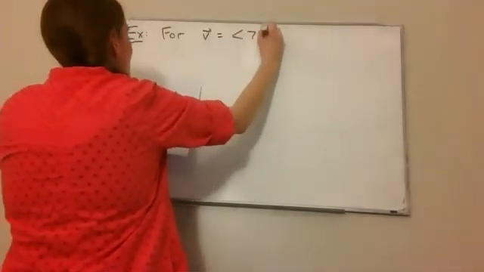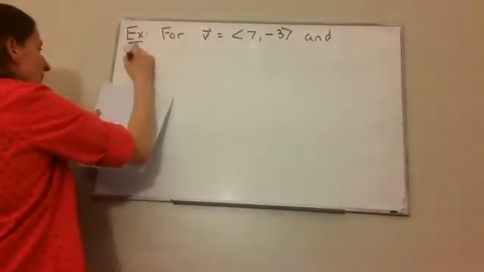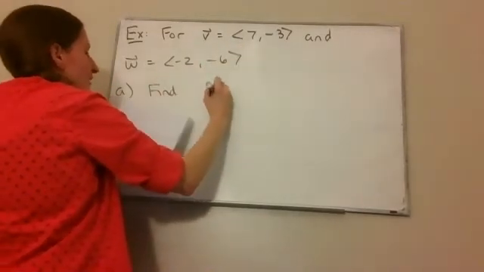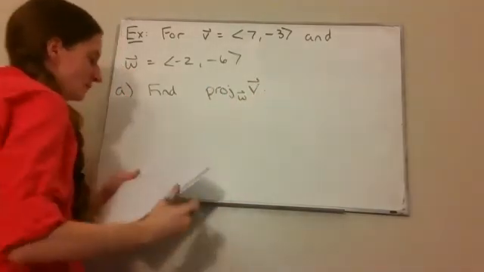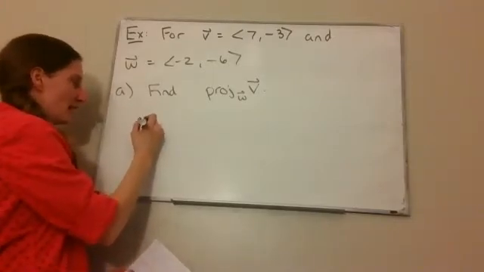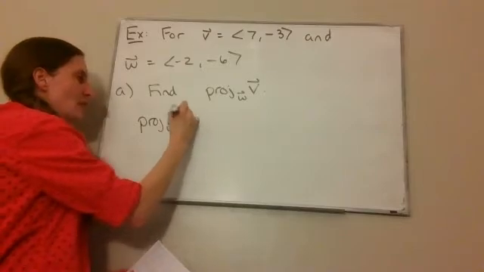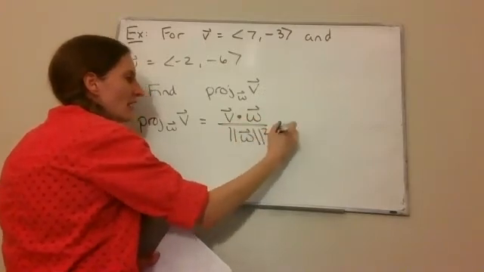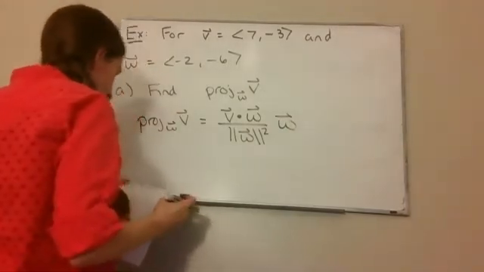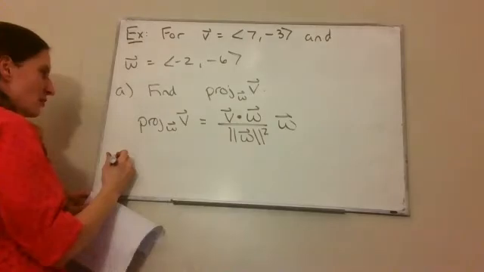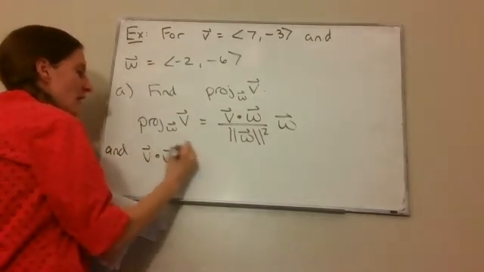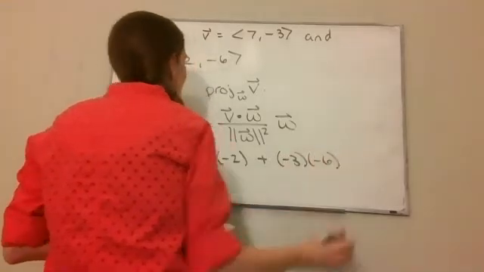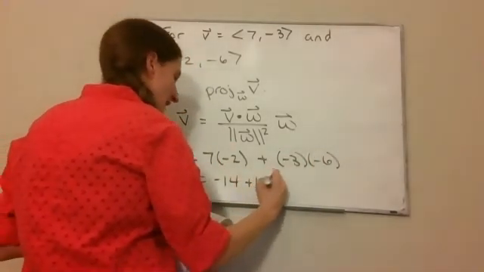For v equals 7, negative 3, and w equals negative 2, negative 6, we are going to first find the projection of v onto w. Well, let's just do that first. Our formula for that is the projection of v onto w is the dot product of v and w over the magnitude of w squared times vector w. So we need to figure out this magnitude and that dot product. Let's do the dot product first. The dot product v dot w would be 7 times negative 2 plus negative 3 times negative 6. So that is negative 14 plus 18, which is 4.